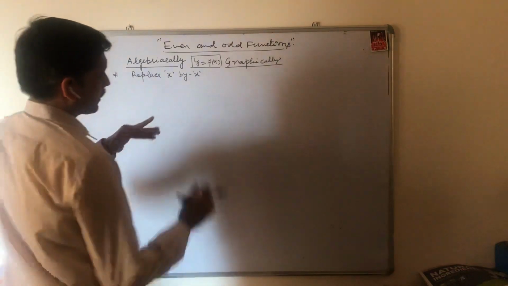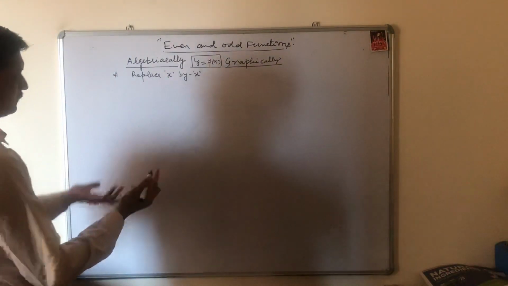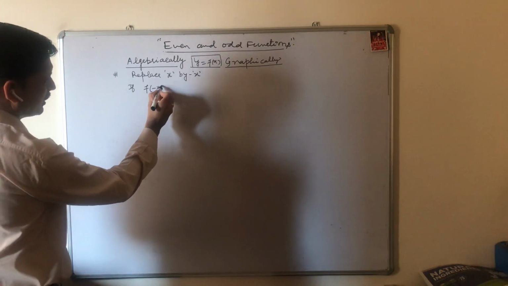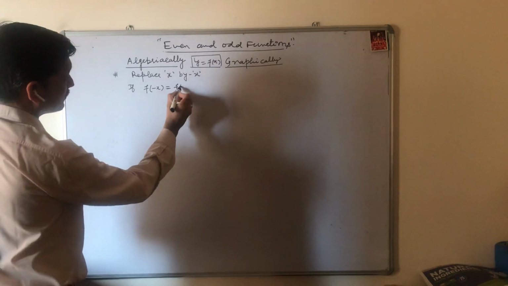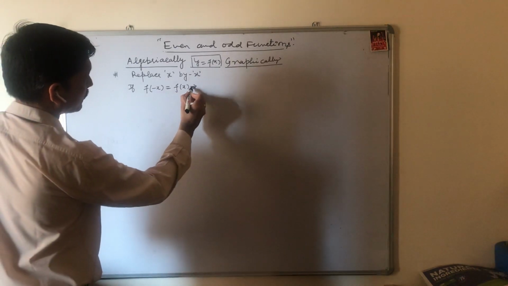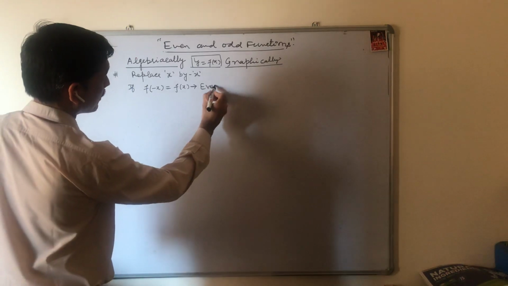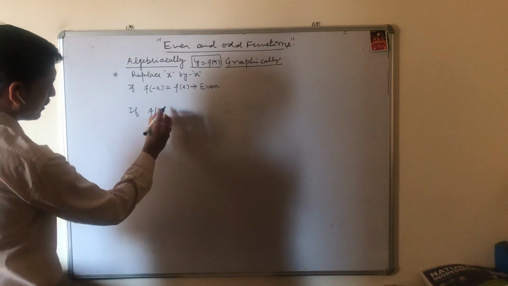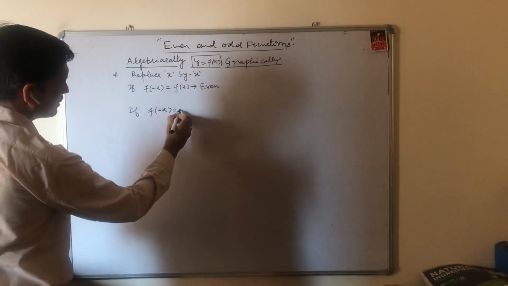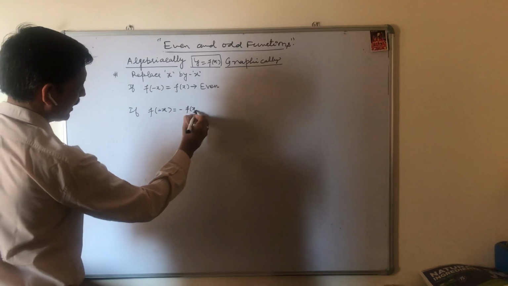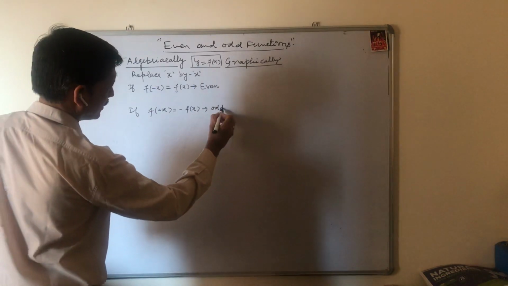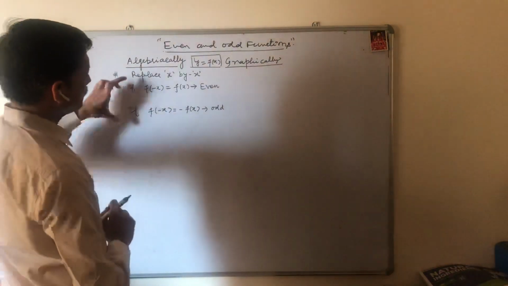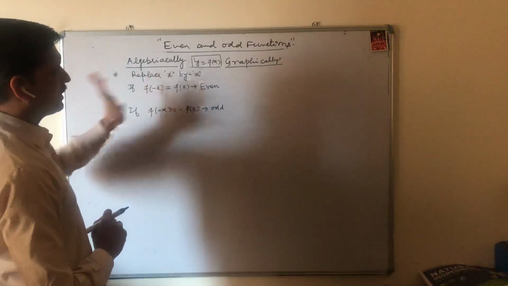Okay, let's see. If there is no change in the function, it is always an even function. If the function is minus one times its original value, the function is odd, called an odd function. This is known as the algebraic method.